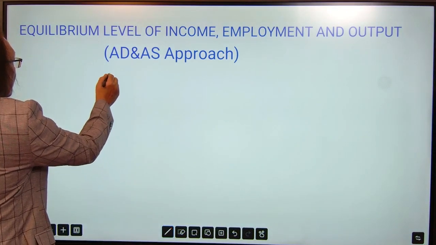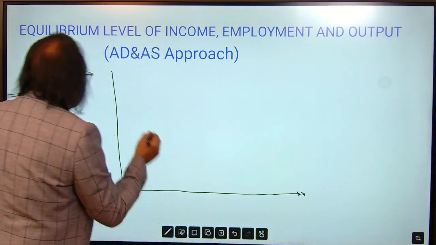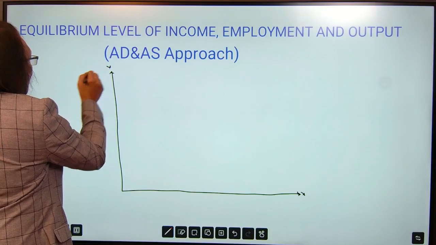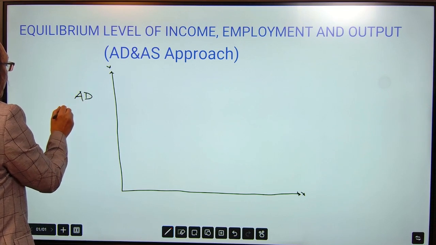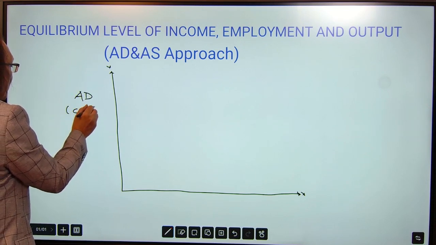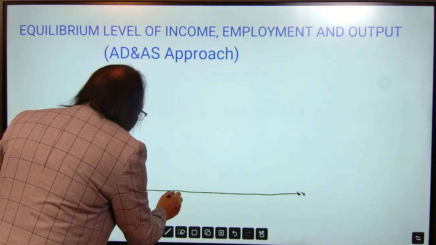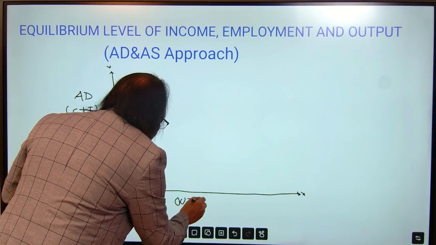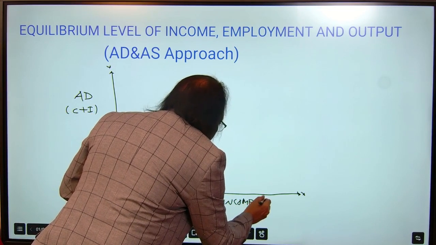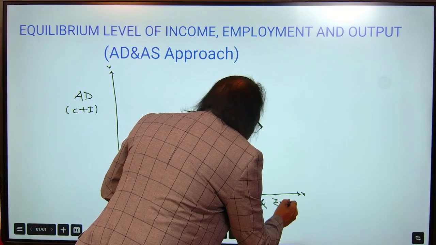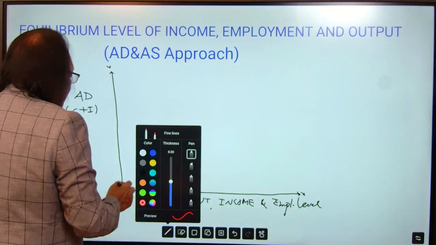Okay, right. This is your x-axis, and this is the y-axis. On the y-axis, you write it in the exam also, we take AD, that is C plus I, consumption expenditure plus investment expenditure. On the x-axis, this is the zero point, you have output, comma, income and employment level.